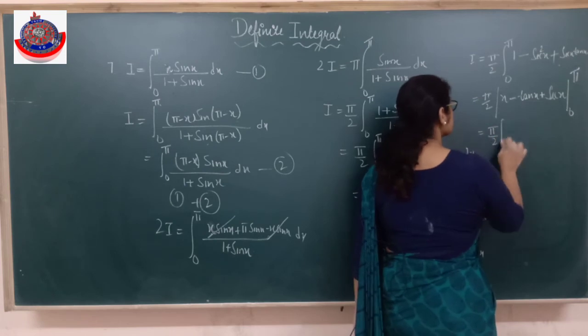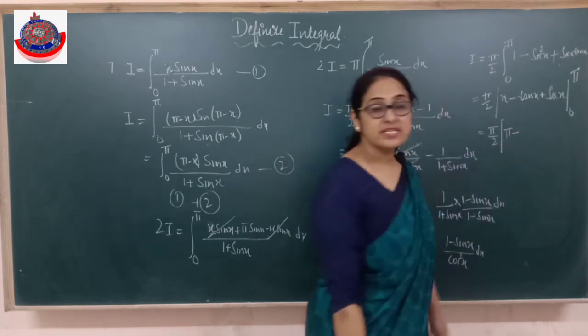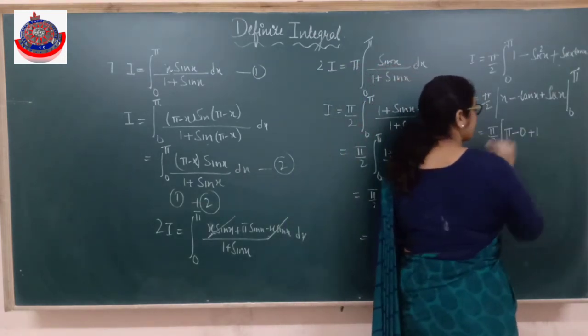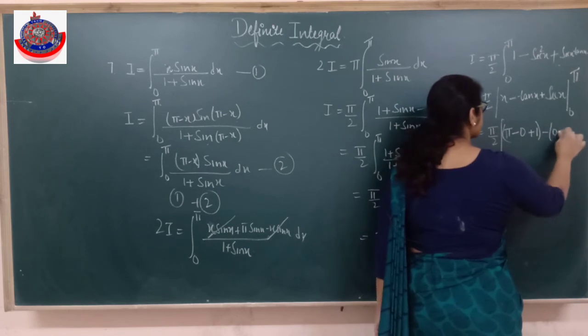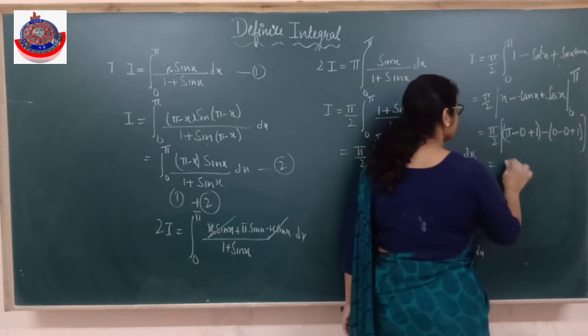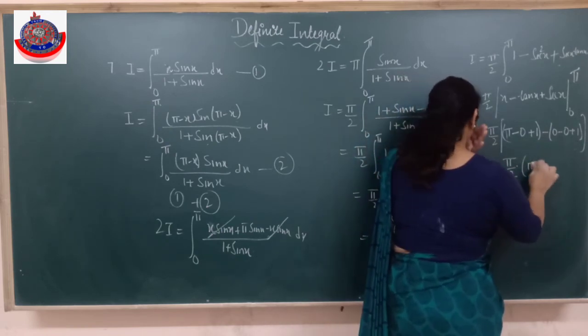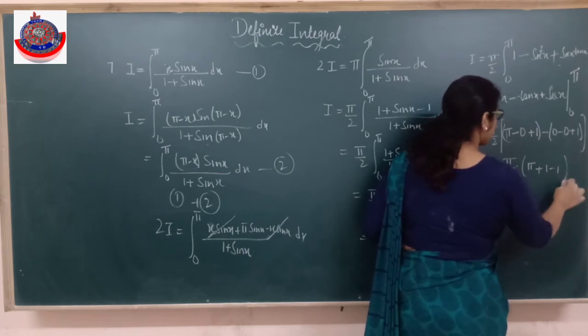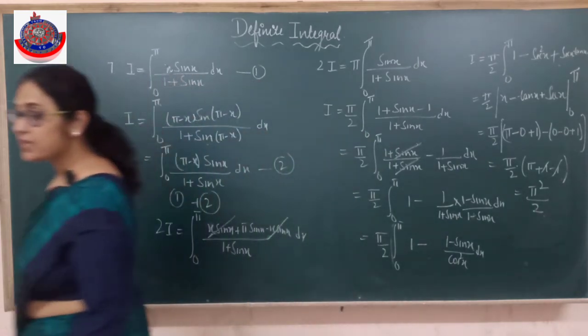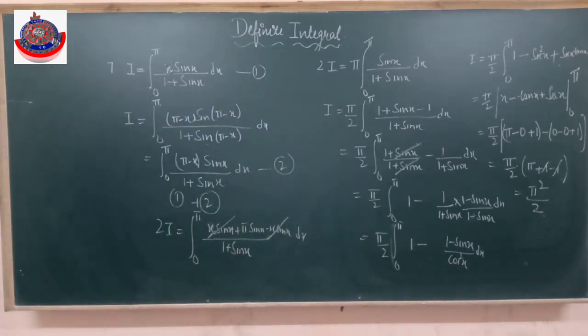When I put upper limit, pi. What is tan pi? Sine upon cos, 0. Secant pi, minus 1. Minus lower limit, 0. Tan 0 is 0. Secant 0 is 1. So I have pi by 2 into pi plus 1 minus 1. So pi square by 2. Is this clear? So that means you need to really think about the questions, how to go about it. Alright? Fine. I hope it's clear to everyone.